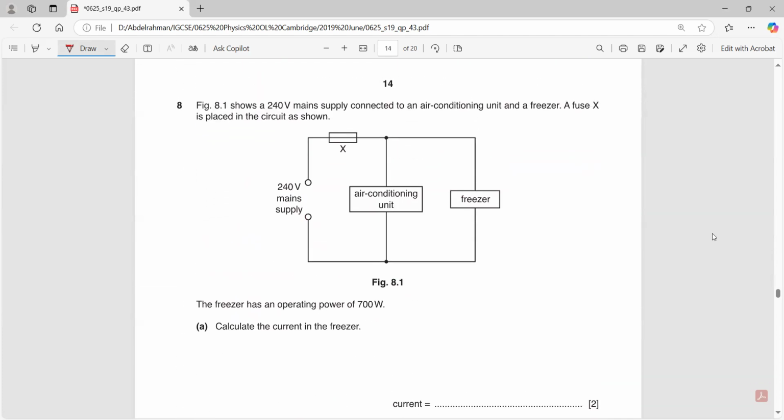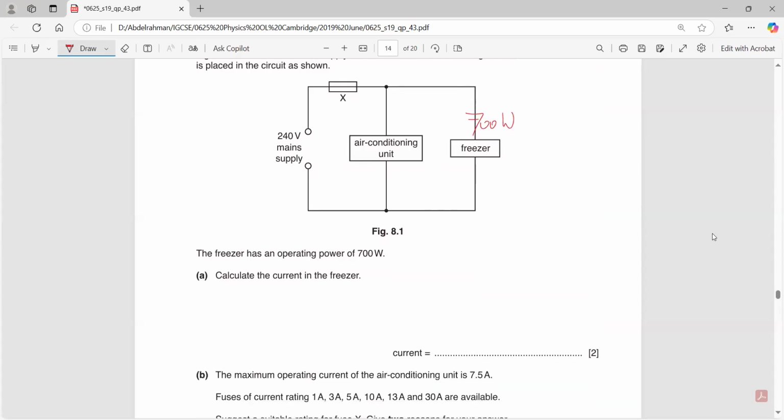Okay, figure 8.1 shows a 240 volt mains supply connected to an air conditioning unit and a freezer. A fuse X is placed in the circuit as shown. The freezer has an operating power of 700 watts. Calculate the current in the freezer.